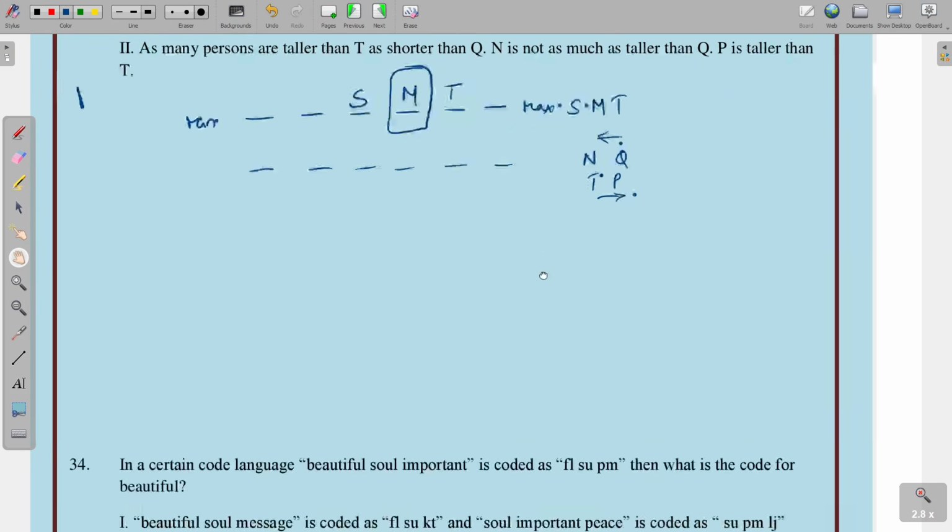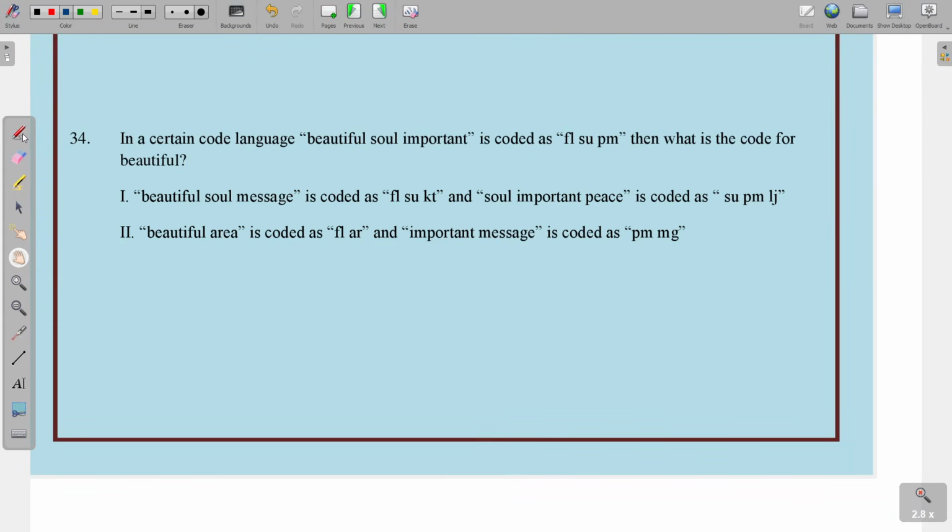Next, 34, see 34, in a certain code language, beautiful soul important is coded as FL, SU and PM.